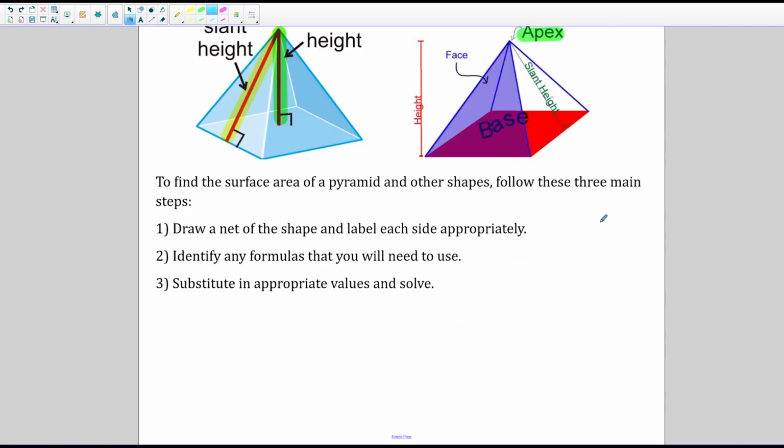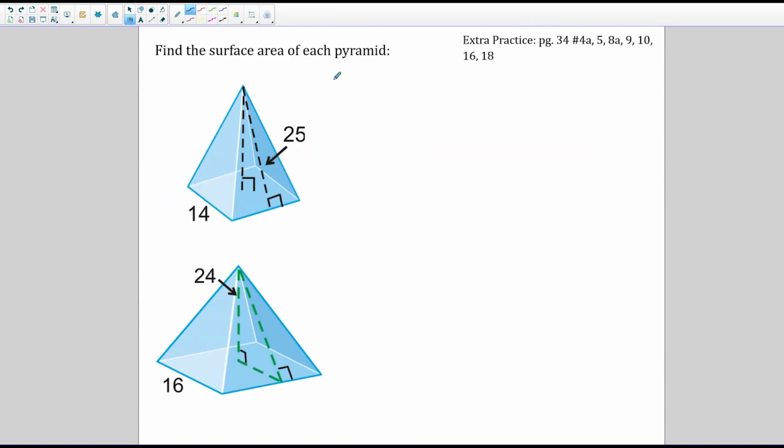So typically some of the steps that I try to follow when we are looking for the surface area of a pyramid, and really just any other shape, we're going to first draw a net of the shape and then label each side appropriately. We're going to figure out which formulas we're going to need, and then we substitute in each of those values and then solve. So taking a look at our first example here, I'm going to go ahead and draw a net based off the diagram that's given here.